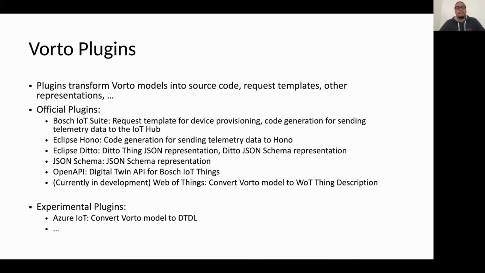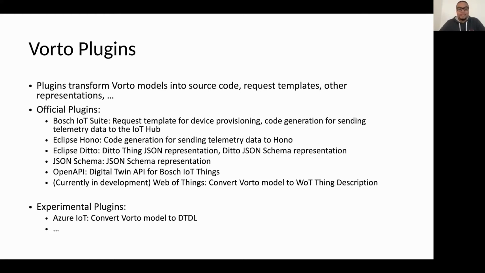And then there's the Eclipse Ditto plugin, which can do two things. It can generate a Ditto thing JSON representation, so a digital twin representation, or a JSON schema representation, which can be used to validate payload of the device. We will use this Eclipse Ditto generator also later in our example.